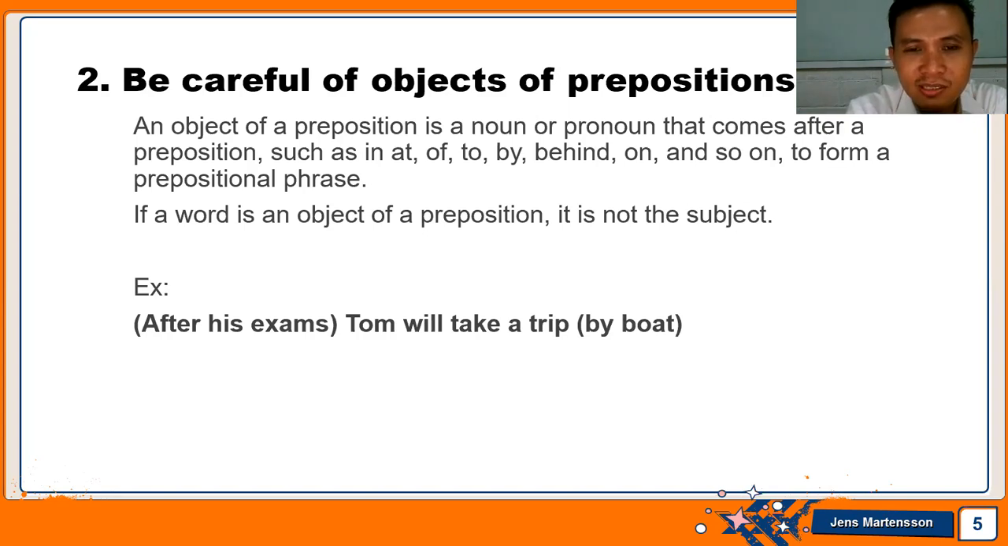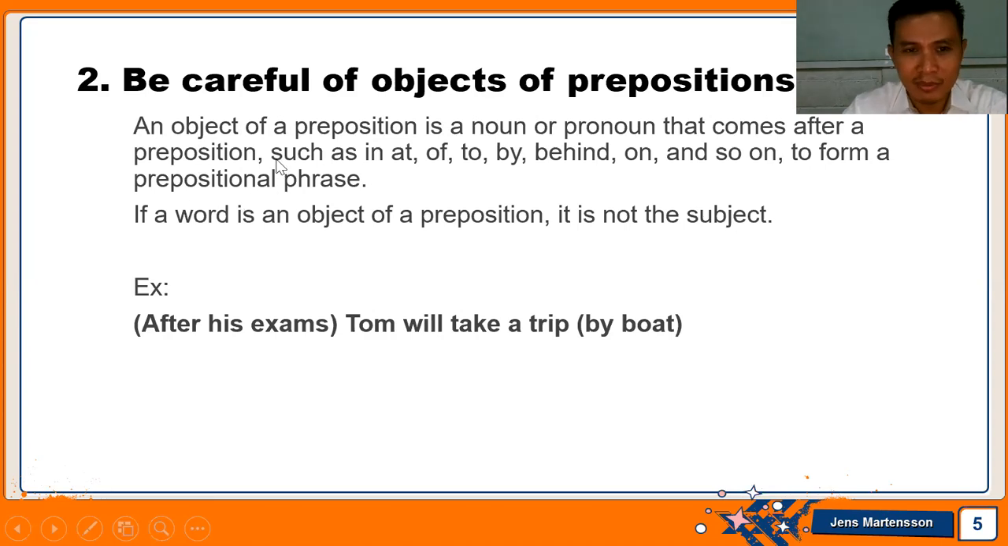Do you know prepositions? Kata keterangan, sir. Kata depan, ya. An object of a preposition is a noun or a pronoun that comes after a preposition. So what does it mean? What is an object of a preposition? An object of a preposition is a noun or pronoun that comes after a preposition. Jadi kata benda atau kata ganti yang datangnya itu setelah kata depan.